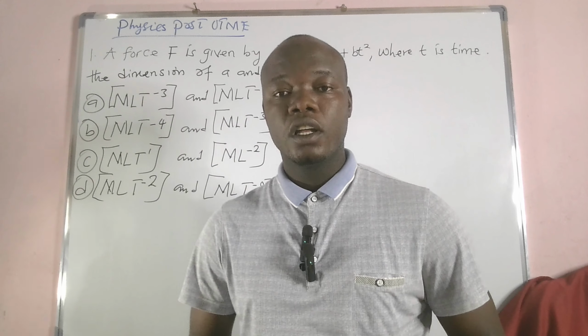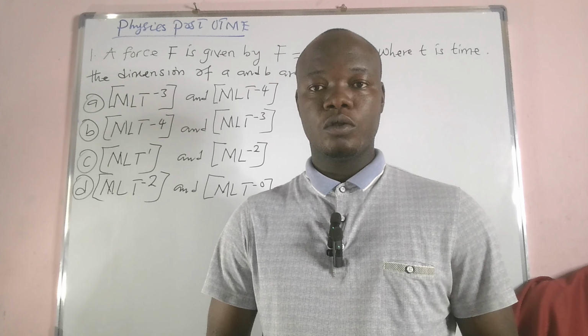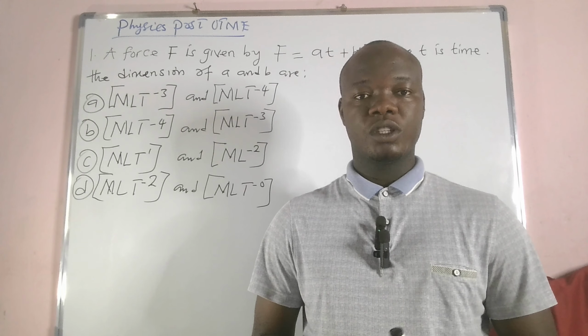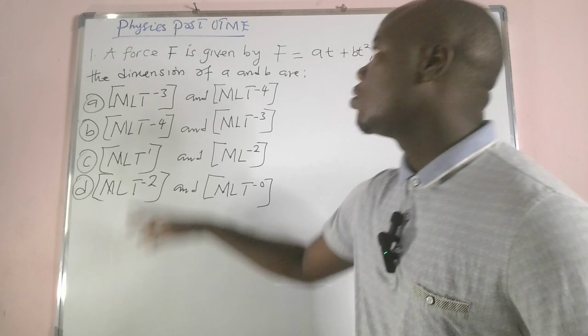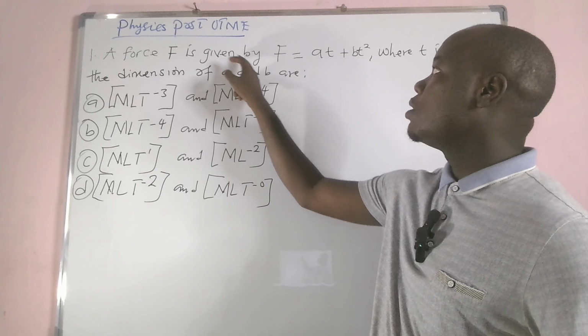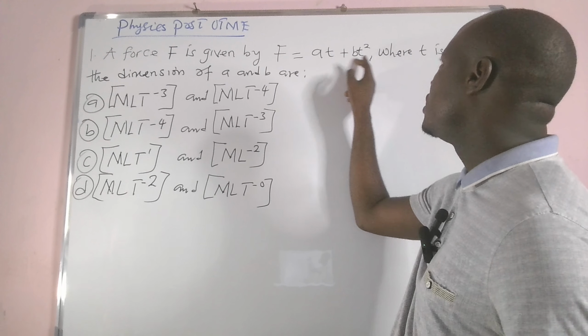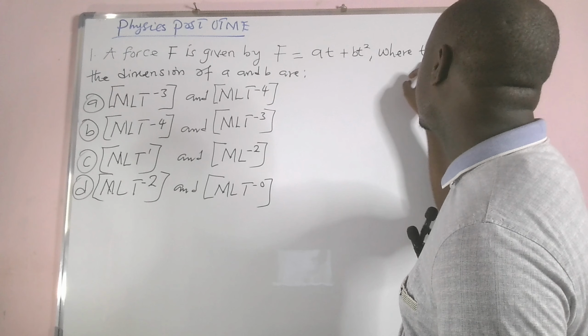So in this video, we are going to solve the POST UTME first question paper in physics. The question says a force F is given by F = AT + BT², where T is time.